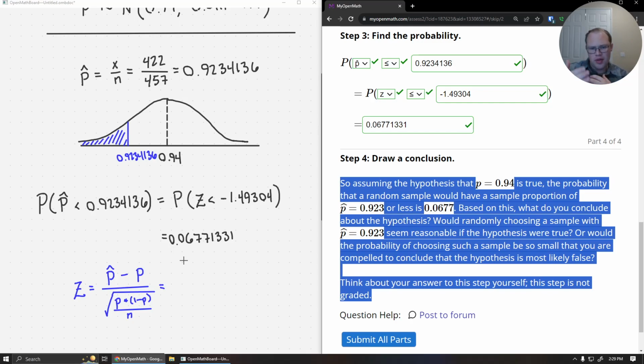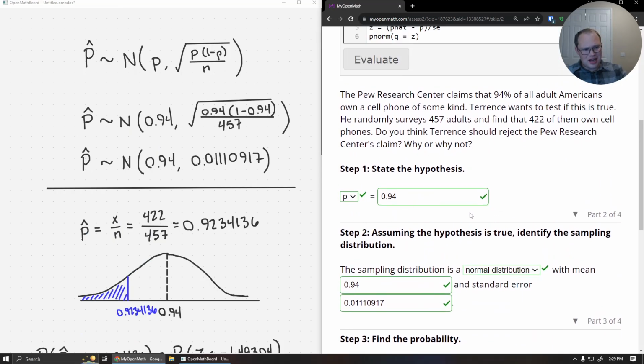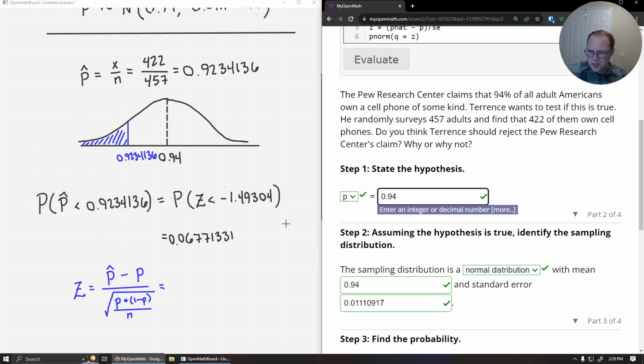Do we think that this is a low enough probability that we say, you know what, yeah, this is low enough that I am comfortable saying that this conclusion, this claim, is not true, that there really aren't 94% of all adult Americans own a cell phone? Or do we look at this and say, you know what, that's a low probability, but it's not low enough. I am not ready, I'm not comfortable yet saying that this hypothesis is false. The evidence is not strong enough to make that conclusion yet.